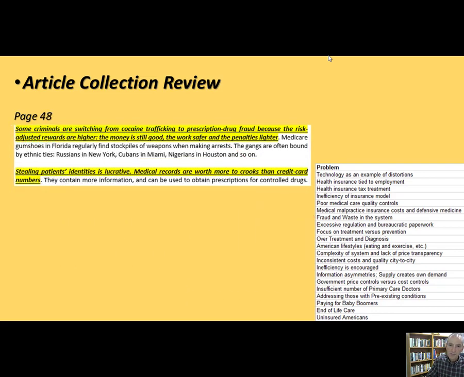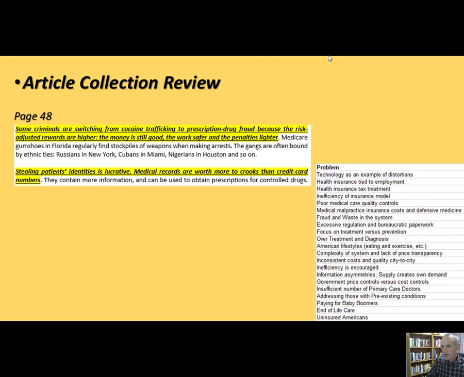Some criminals, I mean, this is pretty amazing. If you want to know how inefficient Medicare is, look at this. Some criminals are switching from cocaine trafficking to prescription drug fraud because the risk-adjusted rewards are higher. The money is still good, the work is safer, and if they get caught, the penalties are lighter.